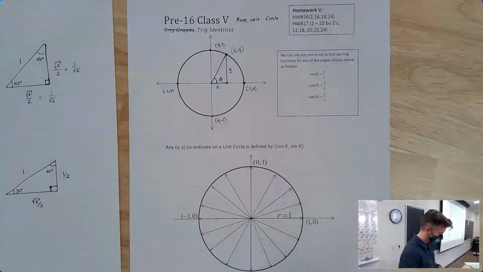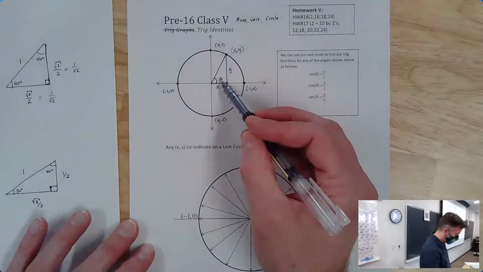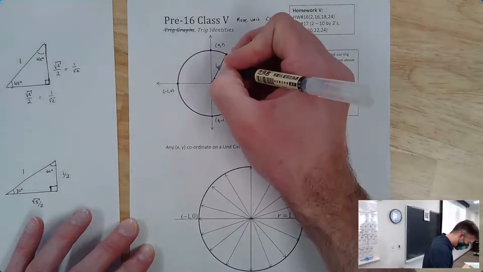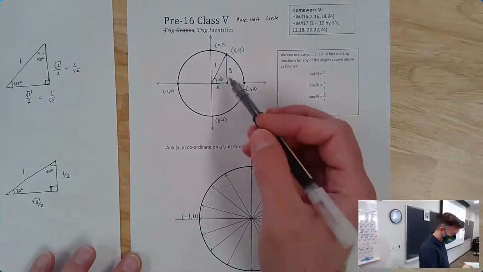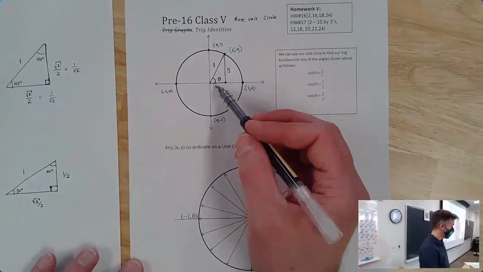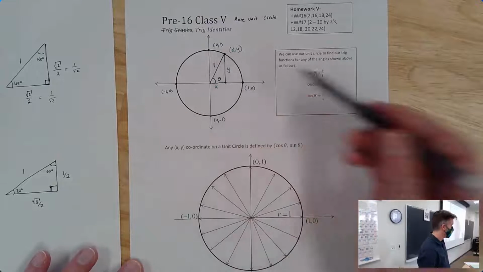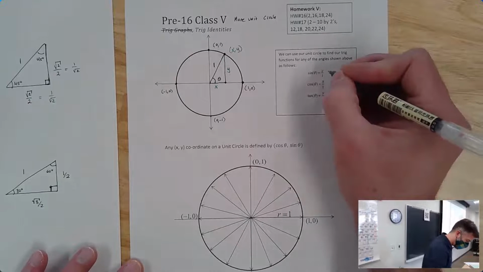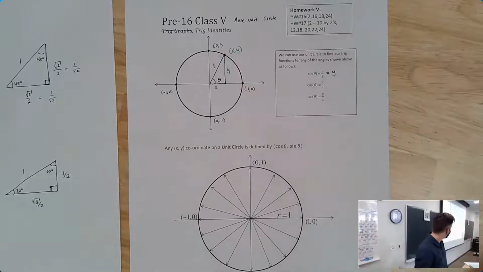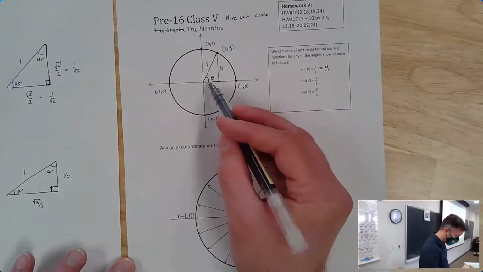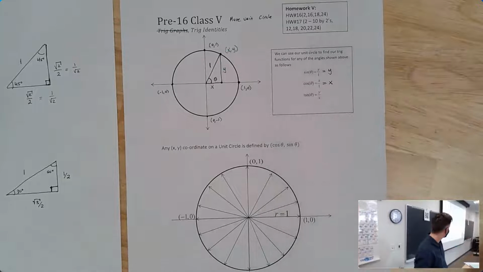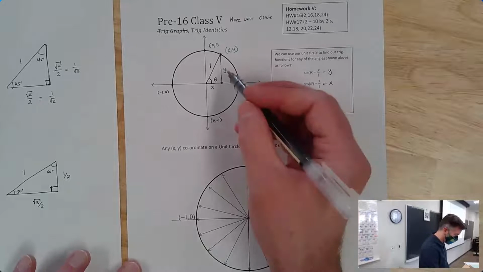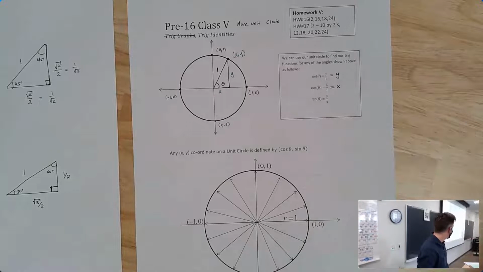And what I want you to see is that if I look at sine of theta, well, the hypotenuse of this triangle is the radius of the circle, which is 1. So sine of theta is going to be the opposite over the hypotenuse, which is just y, or y over 1. And cosine of theta is going to be the adjacent over the hypotenuse, which is x over 1, which is just x. The tangent of theta is going to be the opposite over the adjacent, which is y over x.